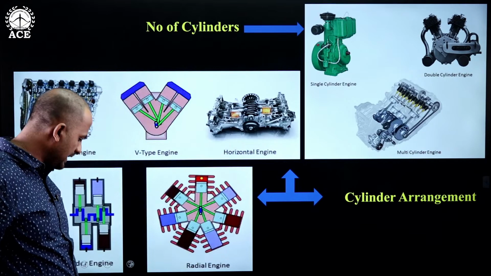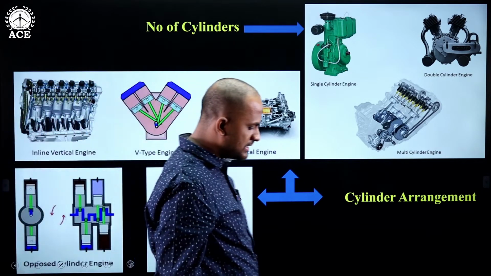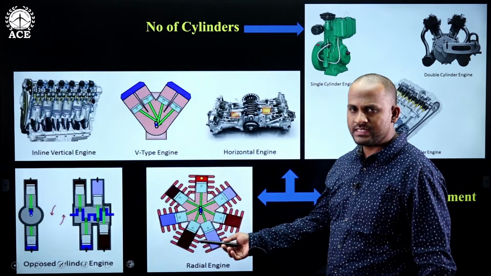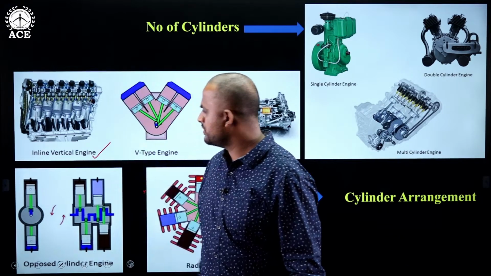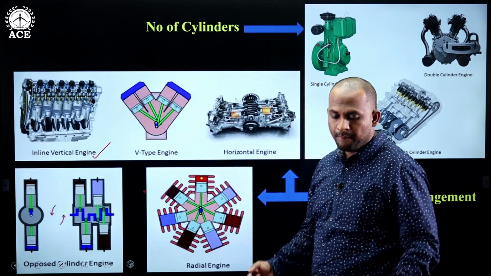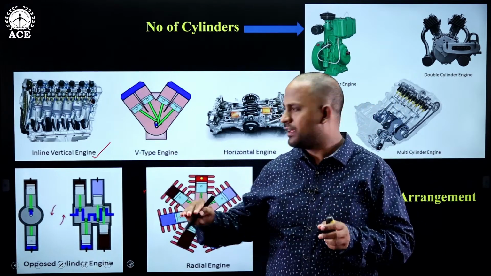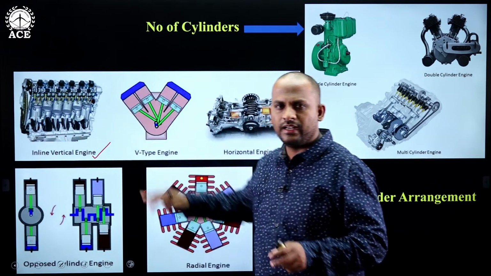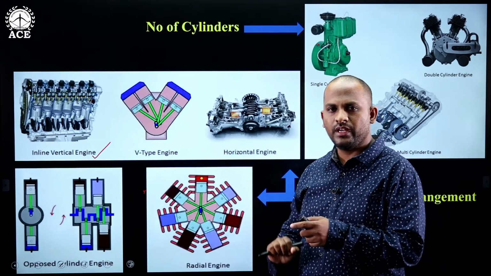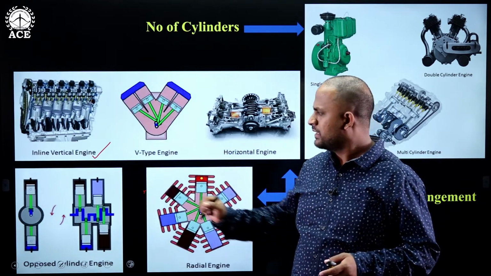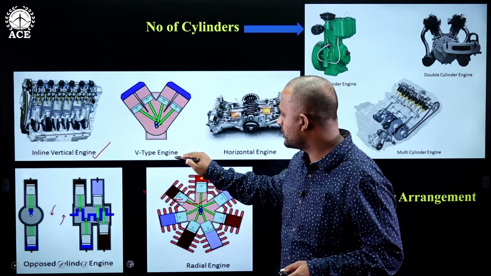And according to the cylinder arrangement, we have these types of engines. The first one is the inline vertical engine. What is this inline vertical engine? If the cylinders are placed one after the other in a line, that is an inline engine. What does vertical mean? If the piston reciprocates in a vertical direction, that is an inline vertical engine.